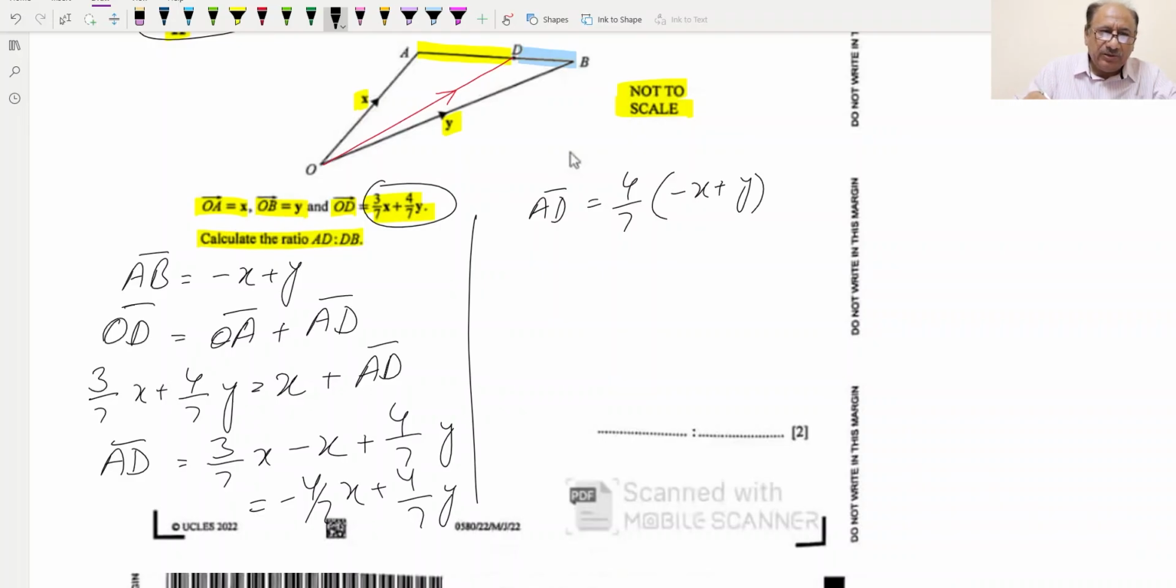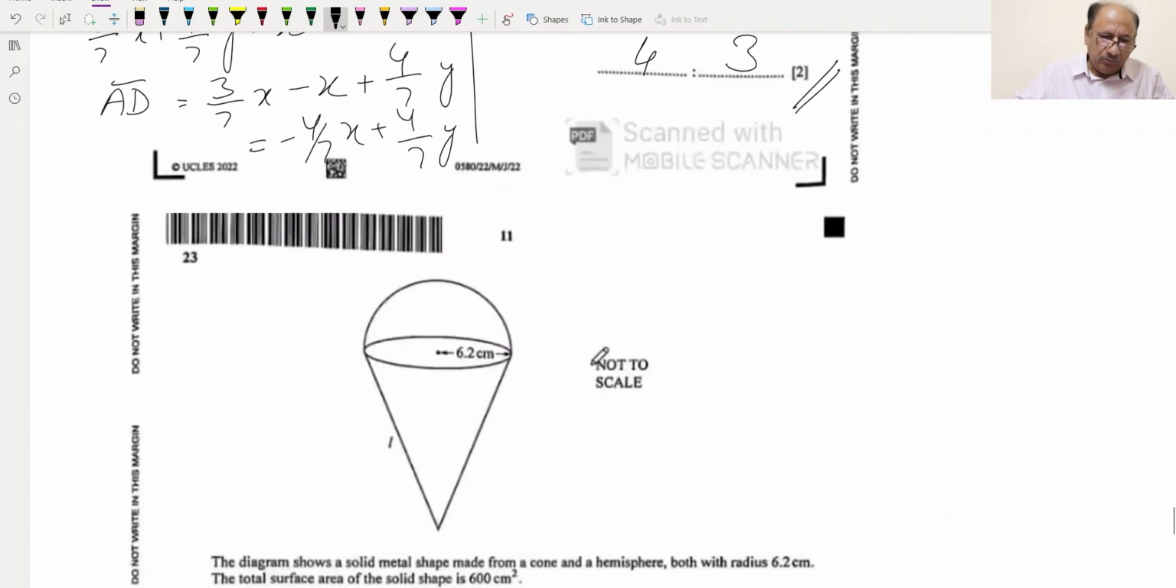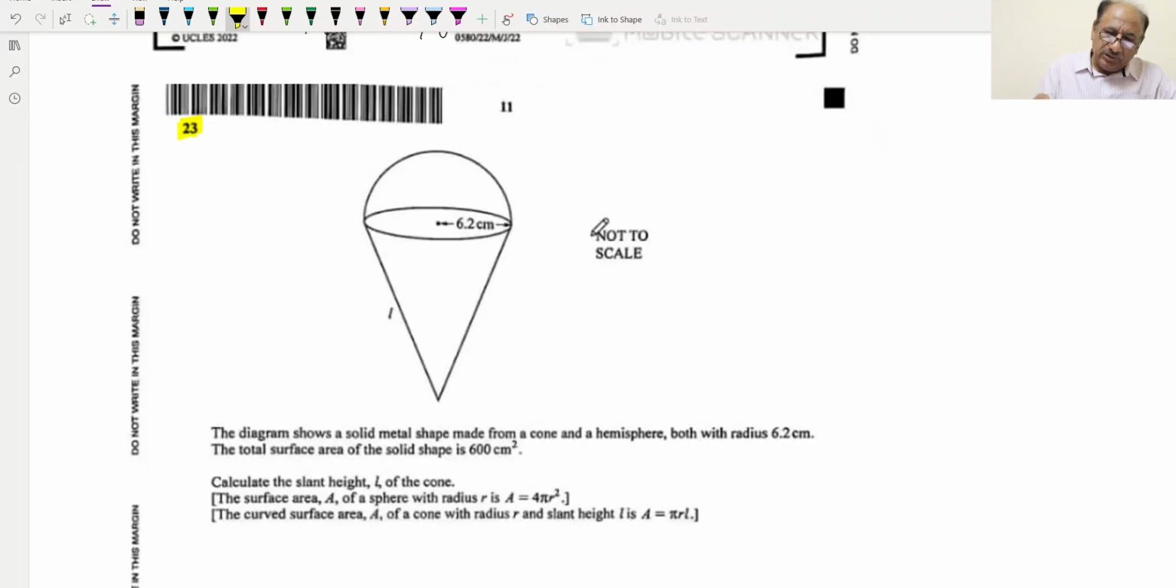And this will be equal to what? AD we can write equal to 4 by 7 of this value, which is for AB. So we can write as AB. So AD will be 4 times AB, so we can write this will be 4 and 7 minus 4 will be 3. So this will be 3. And this is a 2-mark question which we are done. Hopefully you understood this. Question 23.